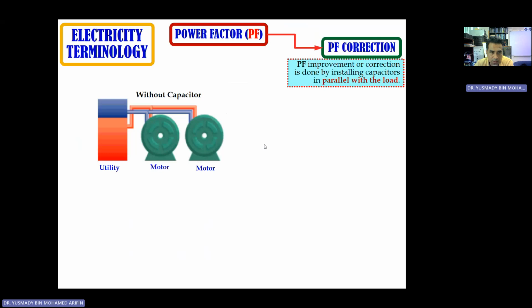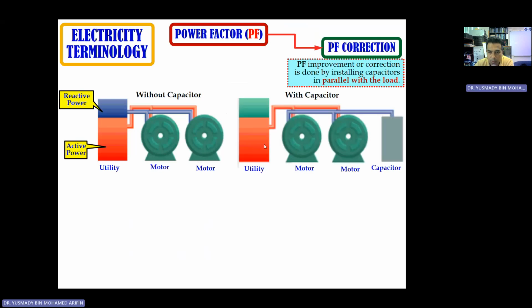The first figure is without capacitor. The blue color represents the reactive power, the power that does not contribute to any work. And we have active power, compared to the system with capacitor. The capacitor will increase the active power by saving the electricity in the capacitor. And so we have active power.